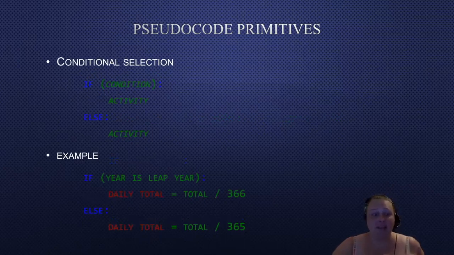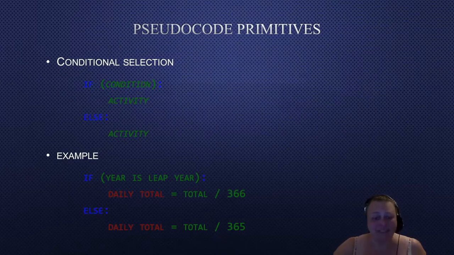Let's take a look at another conditional selection. This again is an if condition: something's going to happen, else something else is going to happen. You've got that Python portion in the if and the colon and the else and the colon, and then where it says activity and condition, that's your human language. For example, if the year is a leap year, I want you to divide it by 366 days. Otherwise, divide it by 365 days. That would tell you how many years.